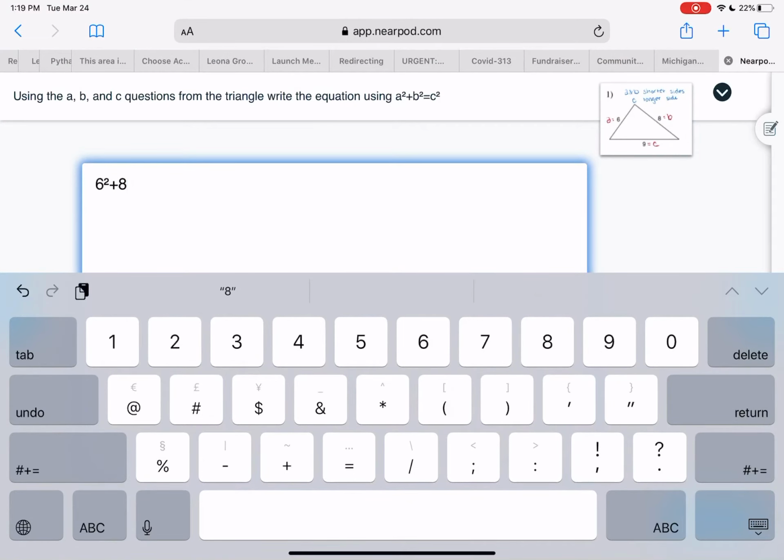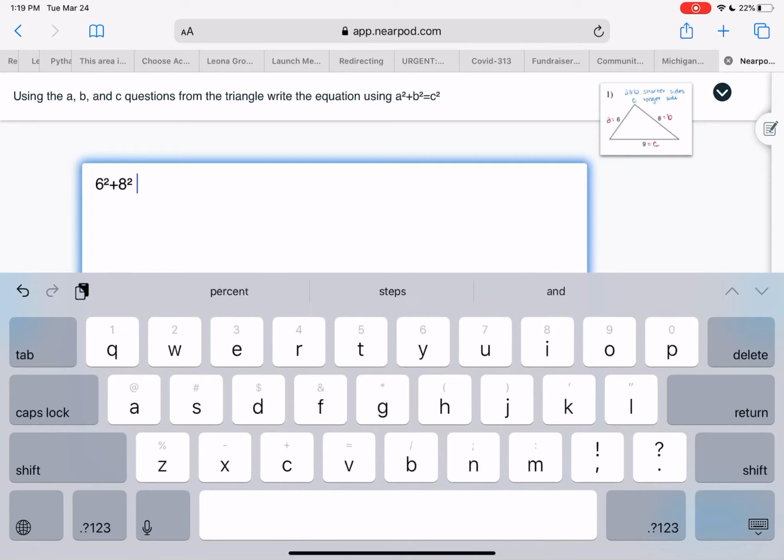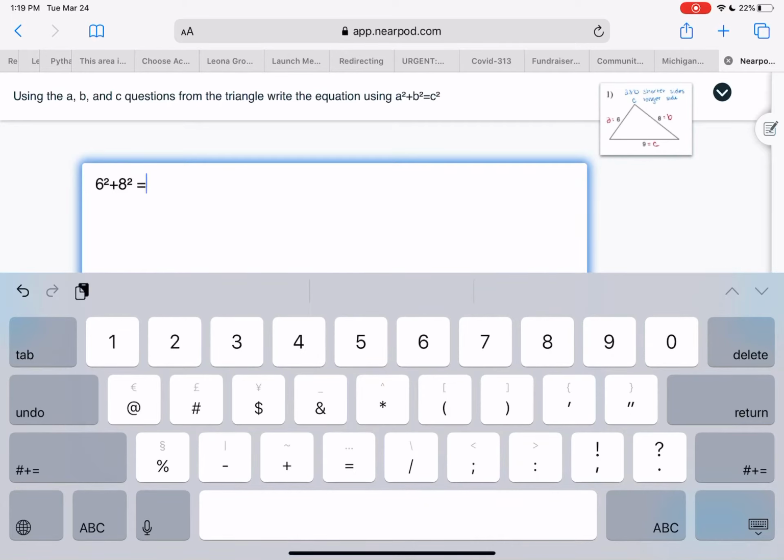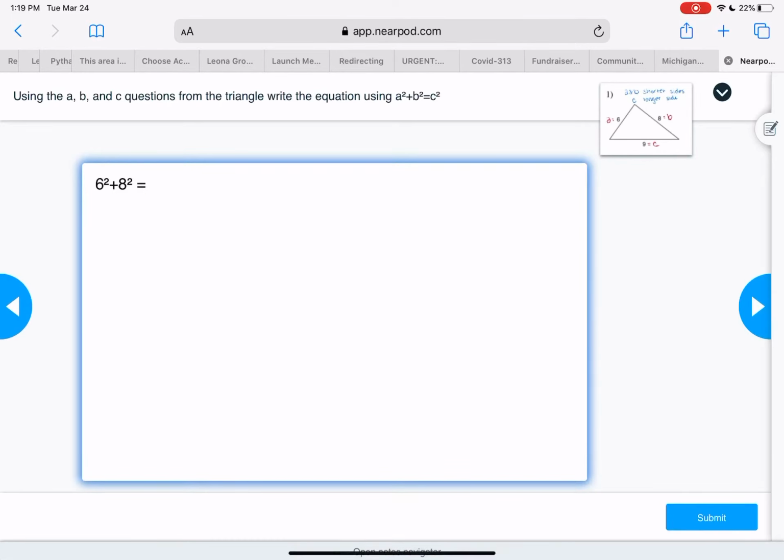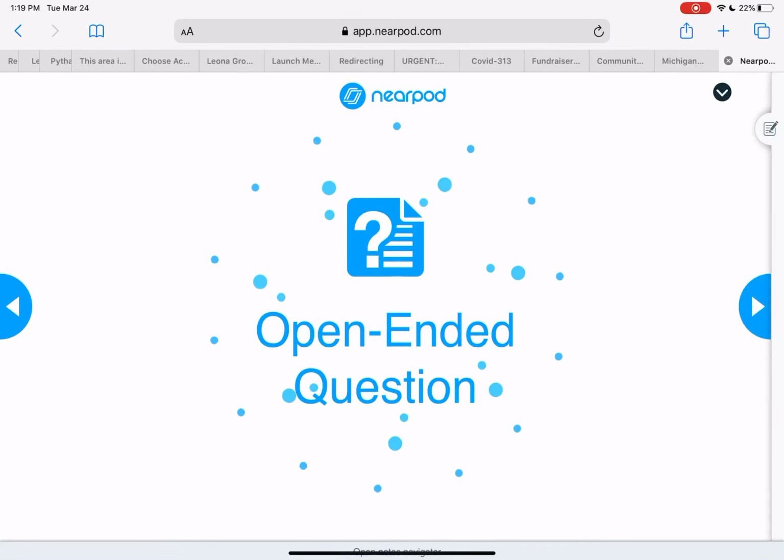But if you don't want to do that or don't know how to do that, it's fine. You could just draw the caret and it's still all the same stuff. And then make sure you have your equal and then your c squared on the other side. Submit it, move on.